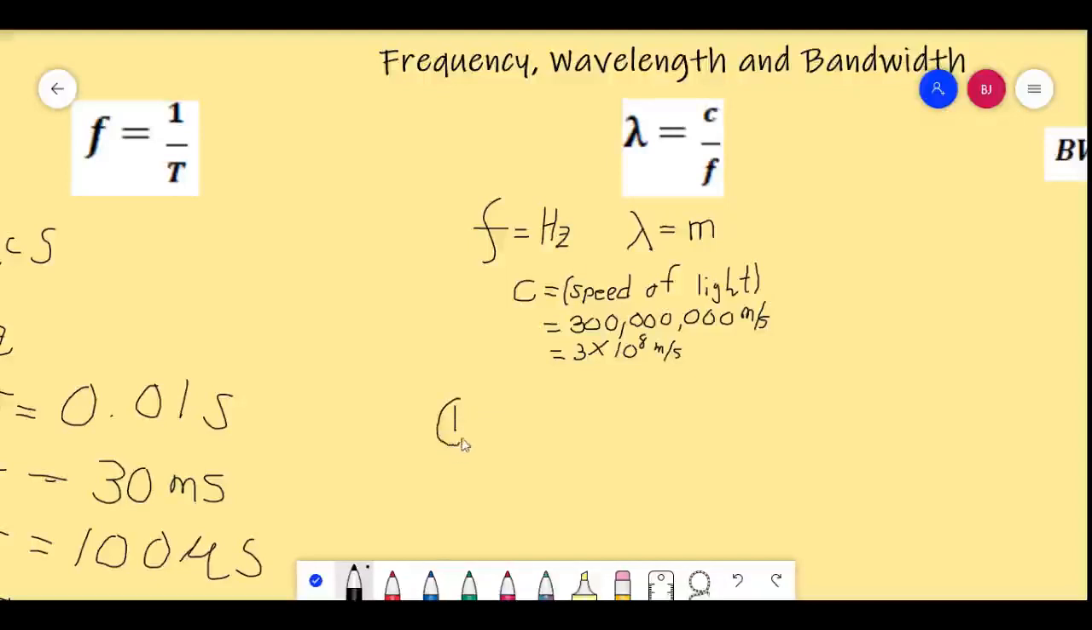So let's have 4 examples. 2 examples of getting wavelength from the frequency. So let's have a frequency of 35 kilohertz to wavelength, and then let's have 150 megahertz to wavelength as well.